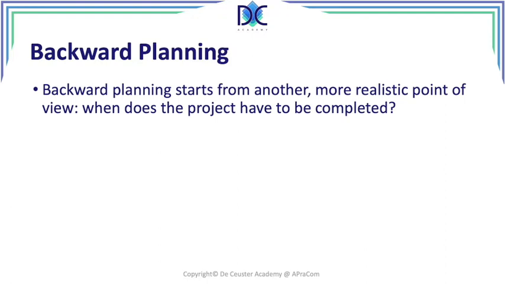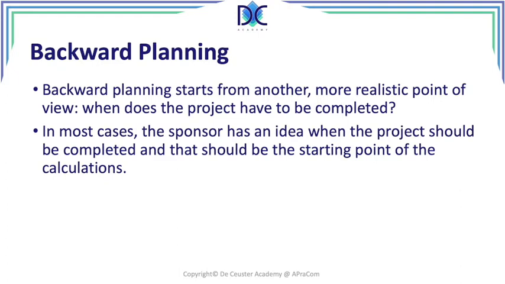Backward planning starts from the last activity, so where the project ends, and we have to find out when the project has to be completed. Now, the thing is, we are doing a backward pass, and we know from the sponsor what the end date or the desired end date of the project is. And according to Goldratt, that should be one of the starting points when we're doing the calculations. So calculating from the end time of the project, because the sponsor has this typically in mind, and we can then calculate when do we have to start with the project.